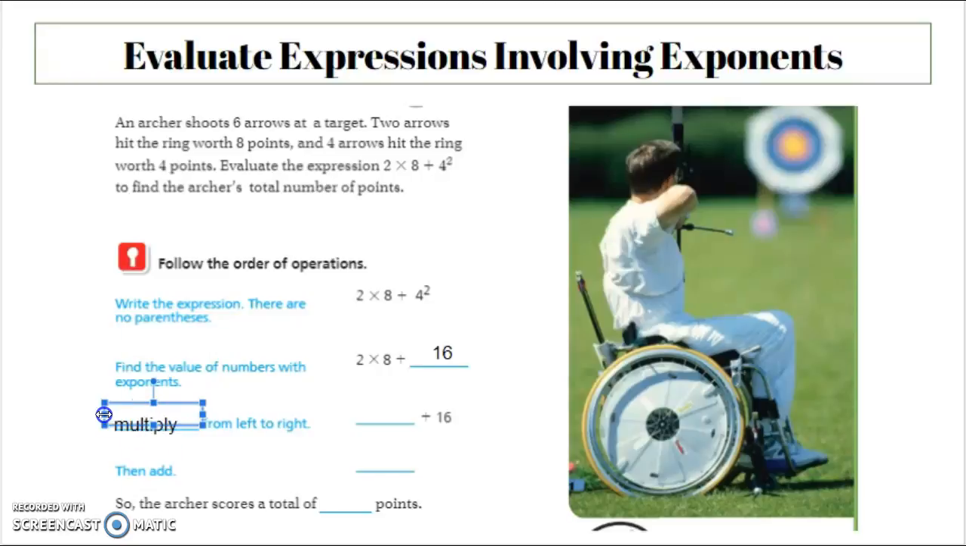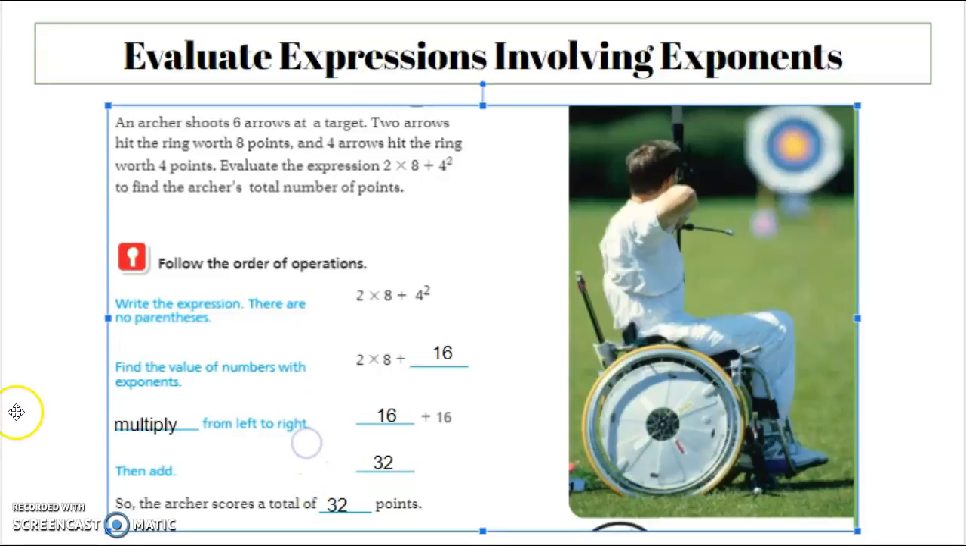Let me make my text box a little bigger. Multiply from left to right. So if we multiply 2 times 8, what do we get? Yep, 16, you're right. And then finally, we add. And when we add 16 and 16, we get 32. So that's how we would evaluate this expression. So the archer scores a total of 32 points.